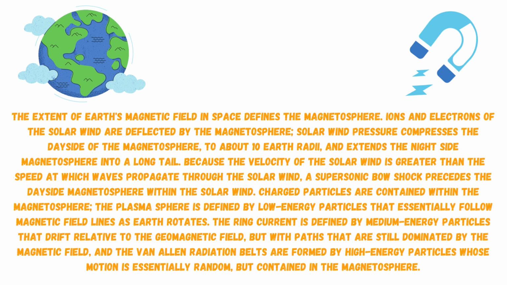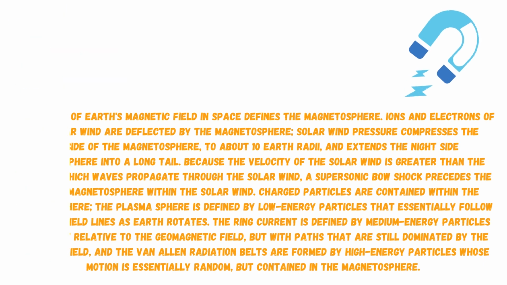The plasma sphere is defined by low-energy particles that essentially follow magnetic field lines as Earth rotates. The ring current is defined by medium-energy particles that drift relative to the geomagnetic field, but with paths that are still dominated by the magnetic field, and the Van Allen radiation belts are formed by high-energy particles whose motion is essentially random, but contained in the magnetosphere.